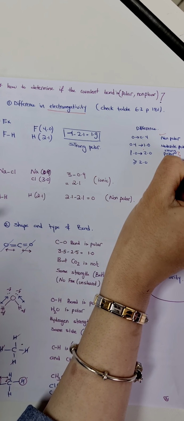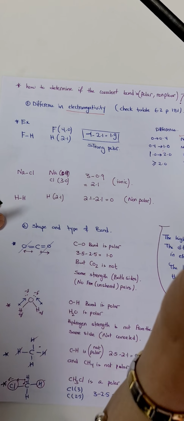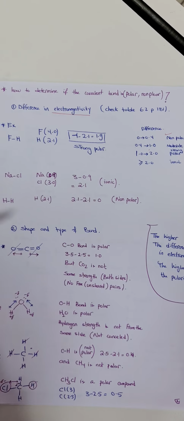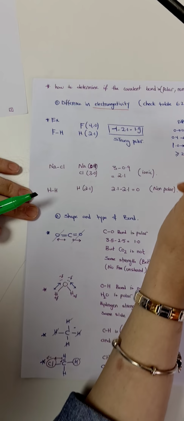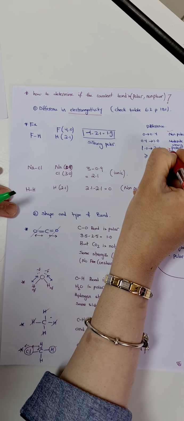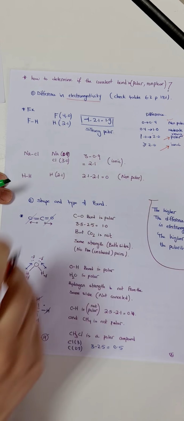So how do we know? We know from the type of elements, because I don't have a sharp difference between the strong polar and the ionic. So how to determine? If I have two nonmetals, it will be strong polar. If I have two metals or a metal and a nonmetal, it means it's ionic.